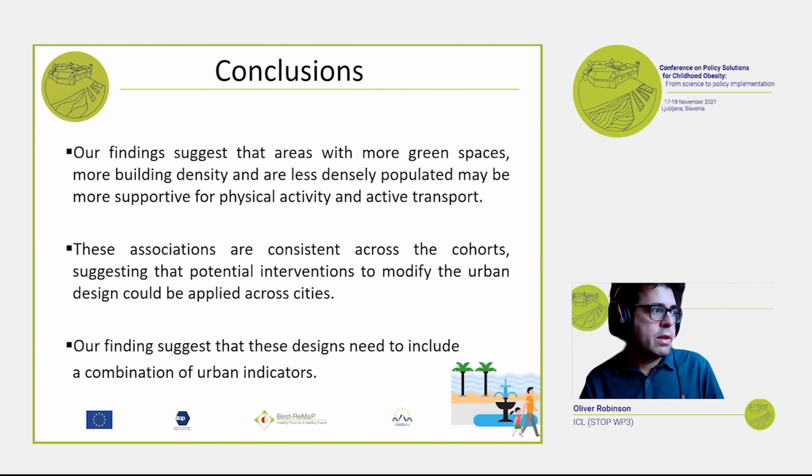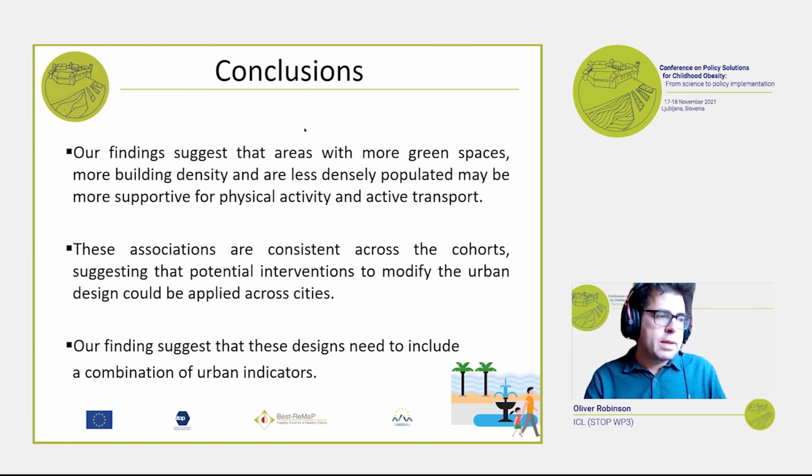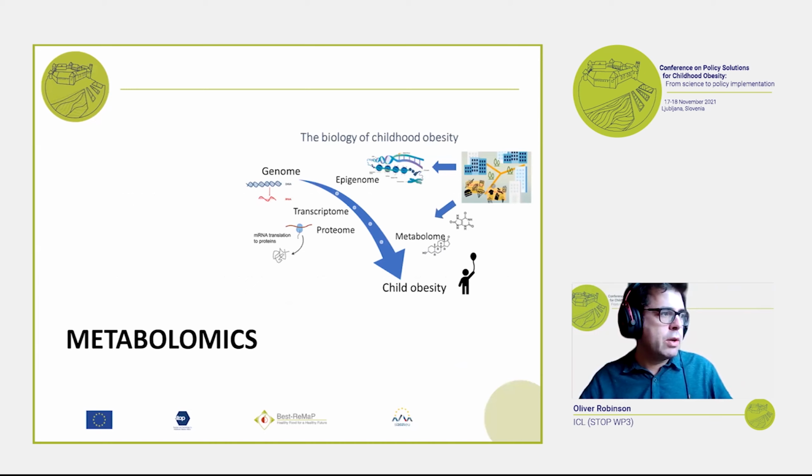So in summary, these findings suggest that areas with more green space, building density, and that are less densely populated may be supportive of physical activity and active transport. I think this backs up what we're seeing with these rural urban trends, and the associations were consistent across the cohorts, suggesting that potential interventions to modify urban design could be applied across cities. So our findings suggest that these designs need to include a combination of different urban indicators. So that's giving you a taste of the geospatial analysis.